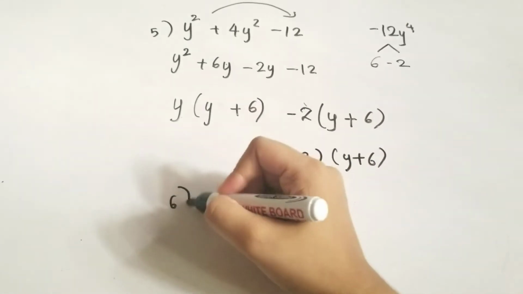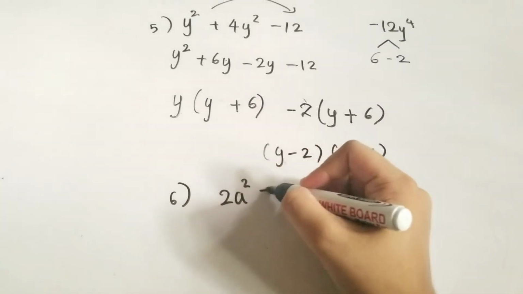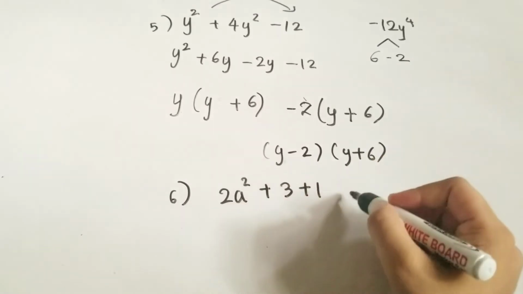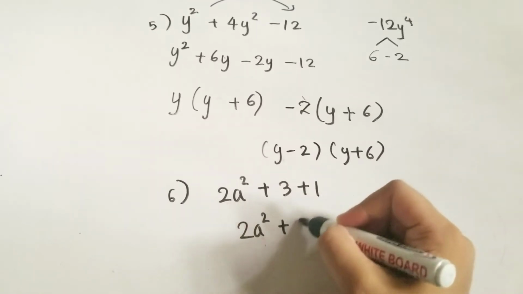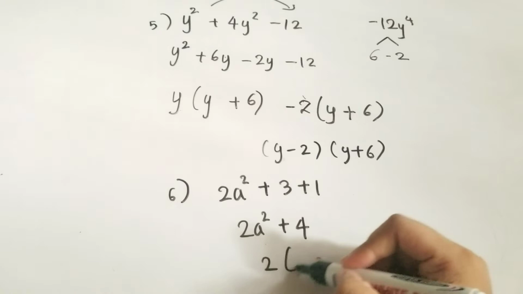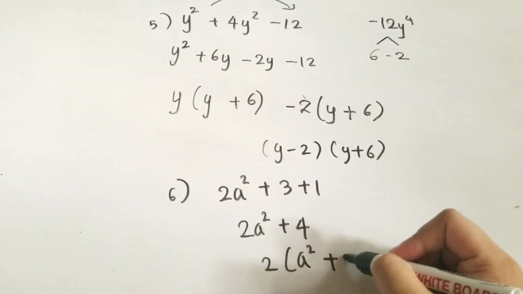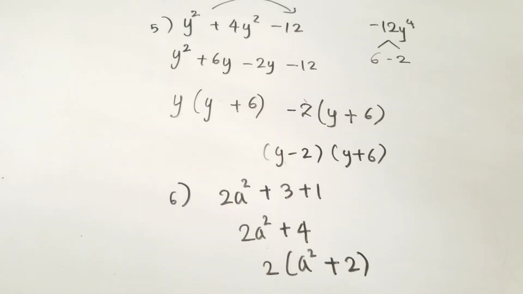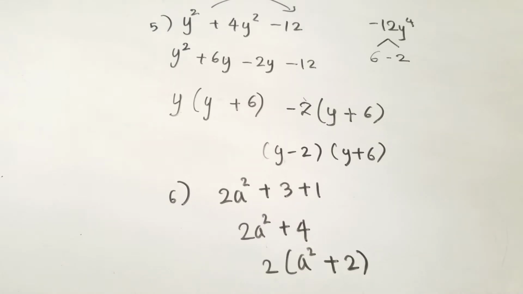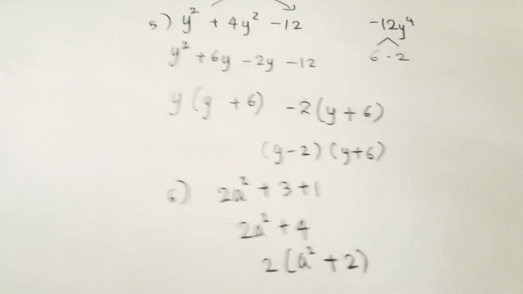Now we'll go to the sixth question. 2a squared plus 3 plus 1. So that means 2a squared plus 4. So 2 into a to the power 2 plus 2. Right? So that's the final answer for this one. Question number 7 now.